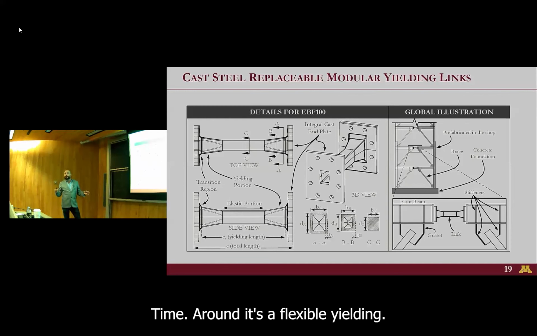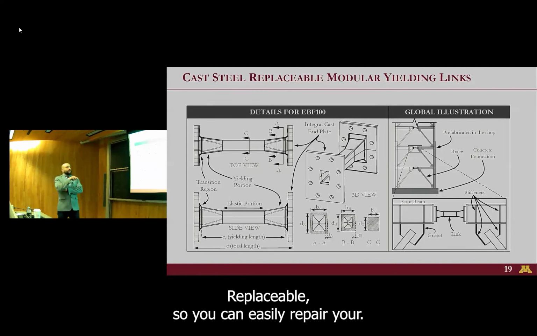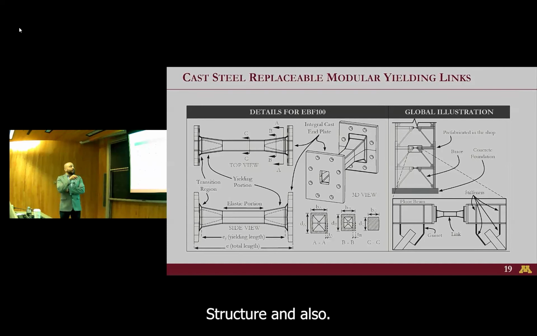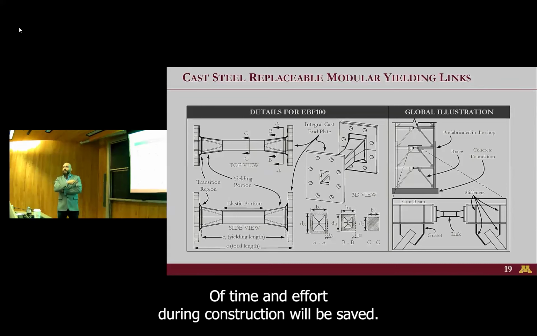But this time around, it's a flexural yielding. It's not shear yielding, so you don't need to provide stiffeners. The other thing, again, they're replaceable, so you can easily repair your structure. And also, they promote modular construction. So everything below the column splice can be fabricated in the shop and shipped to the site, and then the top piece as well. And then they get assembled by the link in the middle. So also a lot of time and effort during construction will be saved.